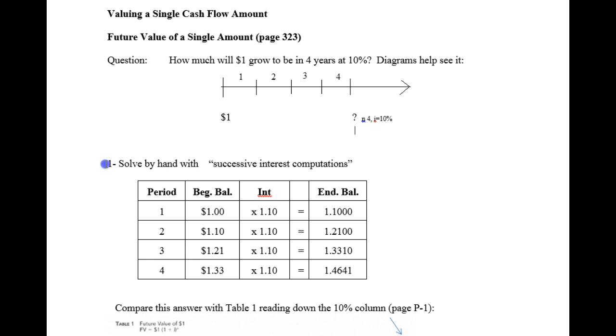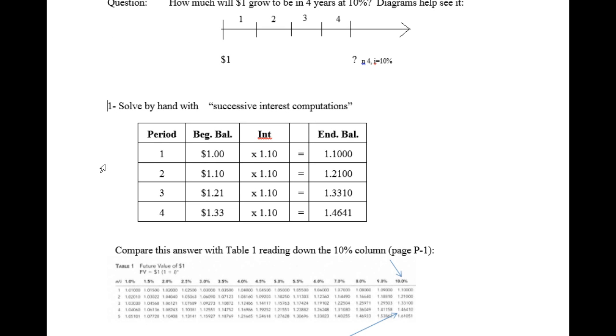One of the ways I could solve this would be with successive interest computations. Take $1, grow it by 10%, times 1.10, and that grows to be $1.10. If you're wondering why I used 1.10 instead of 10%, the 1 keeps the base intact, and the 0.10 grows it by 10%.